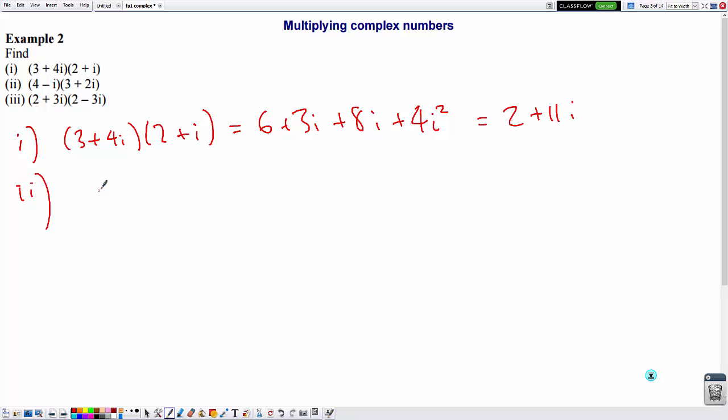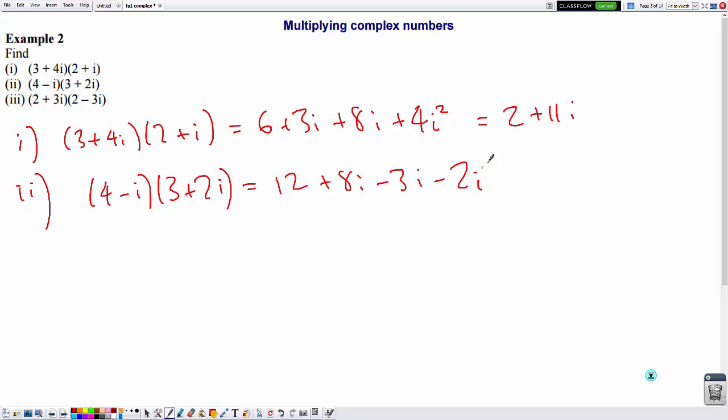Let's look at the second example. We've got 4 minus i times 3 plus 2i. In the last one I didn't skip steps, but this time I'll skip a few. So that's 4 times 3 is 12. And then we've got plus 8i minus 3i, and then we've got a minus 2i squared. Now, i squared is -1, so it's minus 2 times -1, so this is a plus 2. So this whole thing gives me 14, and 8i minus 3i is plus 5i.